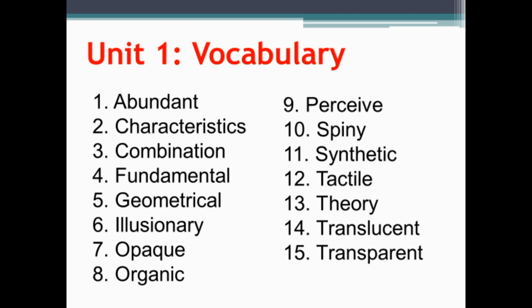Number 5, geometrical. Number 6, illusionary. Number 7, opaque. Number 8, organic. Number 9, perceive. Number 10, spiny. Number 11, synthetic. Number 12, tactile. Number 13, theory. Number 14, translucent. Number 15, transparent. I want you to write those vocabulary words in your art notebook.